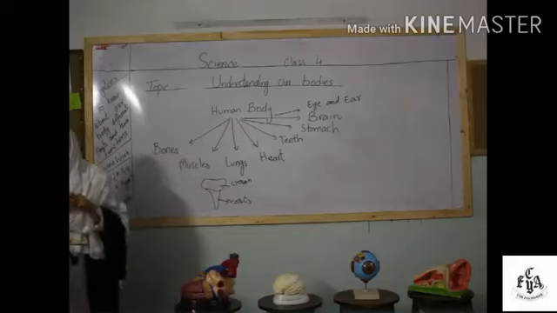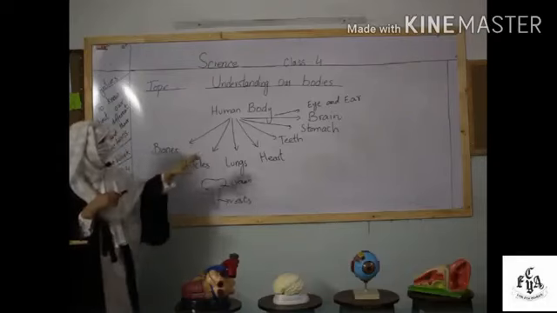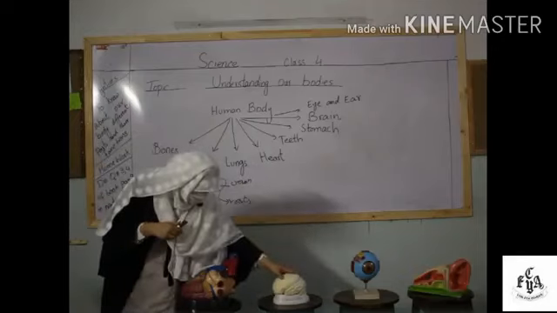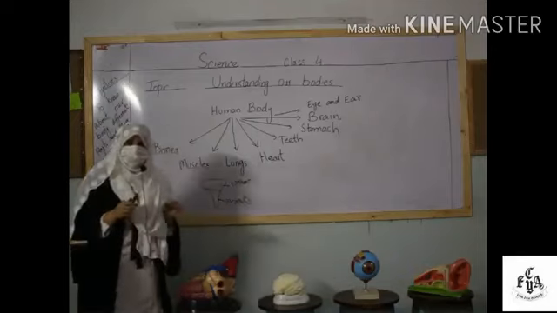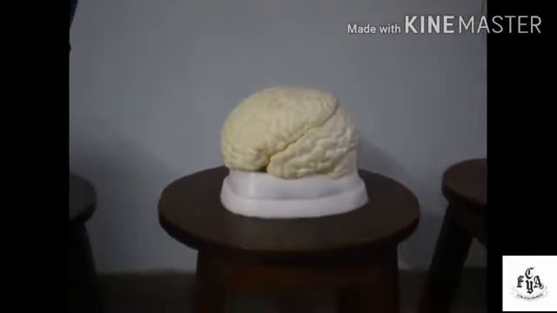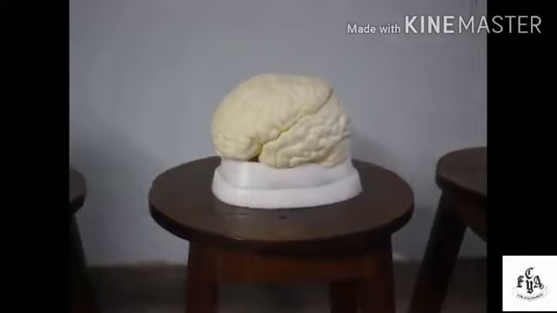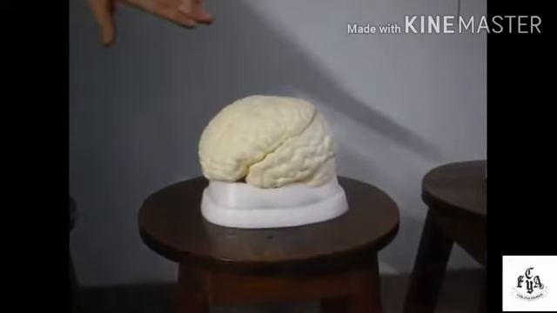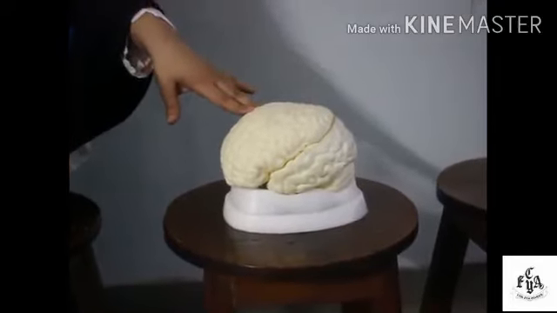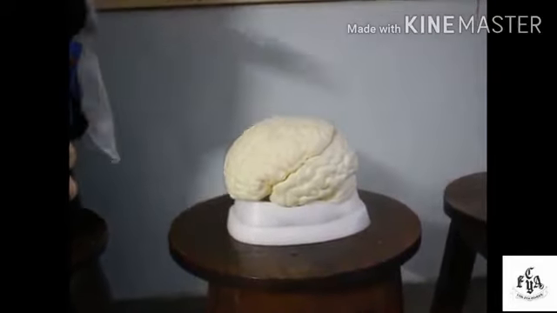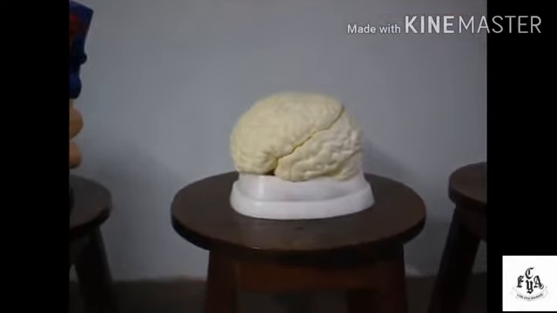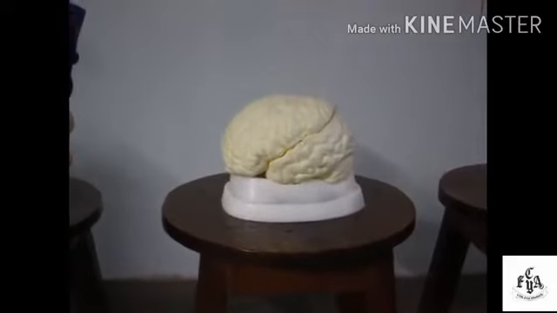Now, the brain. What is the next organ of the human body? It is the brain. We have a model here for the brain as well. You know about it. The brain is the most important part of our human body, and its main function is to control all the works or all the functions of the different body organs. Right? It is the most important organ because it is controlling everything. And it is made up of millions of nerve cells.